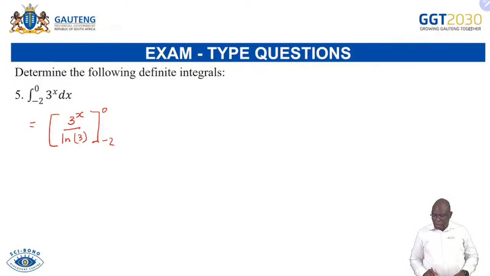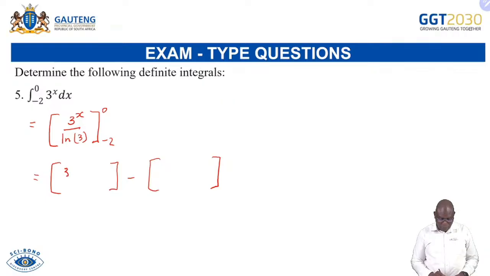All right, so now let's get to the next step. What do we do here? F of the upper minus f of the lower, right? So then we have 3 to the power of 0, all divided by the ln of 3, right? Then here what do we have? 3 to the power of minus 2, all divided by the ln of 3.